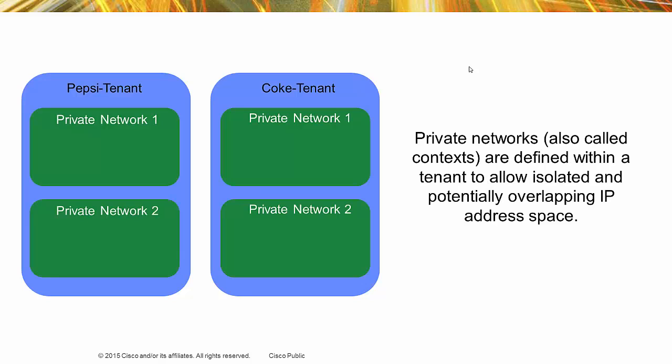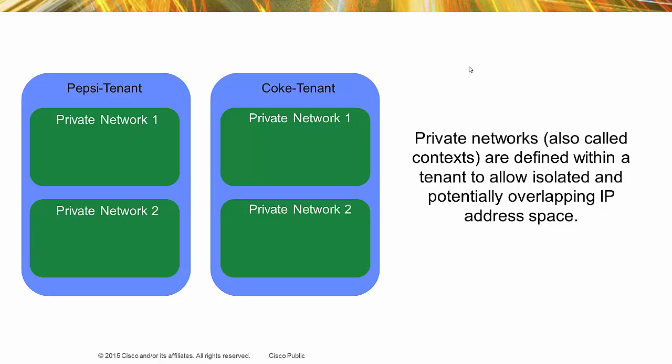So once you have a tenant, within a tenant, we'll go ahead and create something called a private network. Some of the documentation may refer to a private network as a context, or you may see some of the documentation referring to a private network as a VRF also. I'm sure you are familiar with VRF. So the private networks are defined within a tenant. We create these private networks within a tenant to allow isolated and potentially overlapping IP address spaces. So you can have even overlapping IP addresses within a tenant.